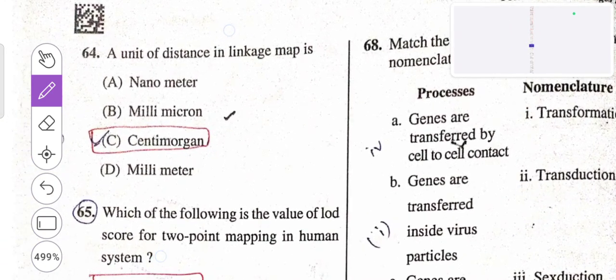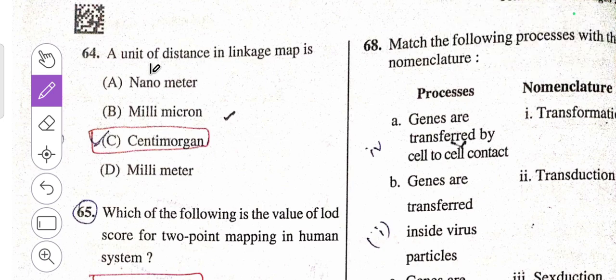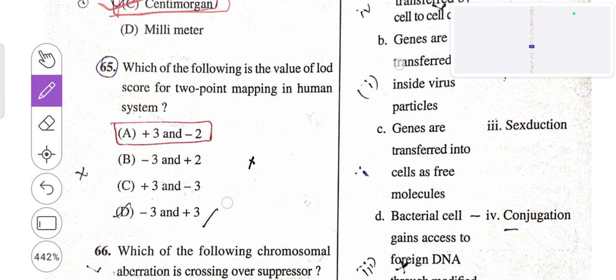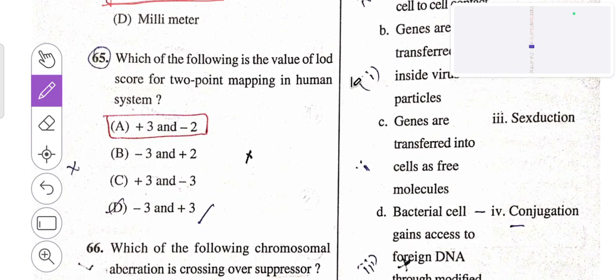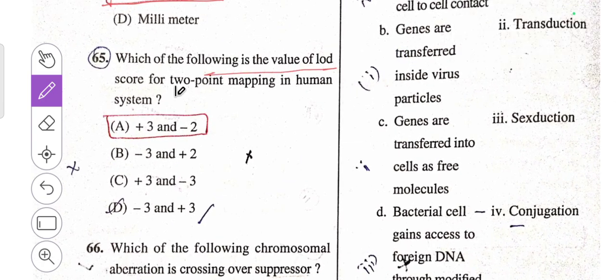Then 64th question. A unit of distance in linkage map is, that is centimorgan. Centimorgan is the unit of distance in case of linkage map. Then 65. Which of the following is the value of LOD score for 2 points mapping in human system? That is 3 and -2.